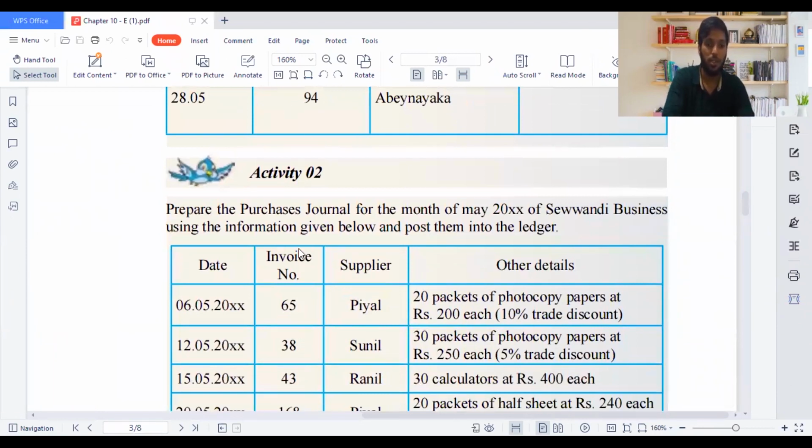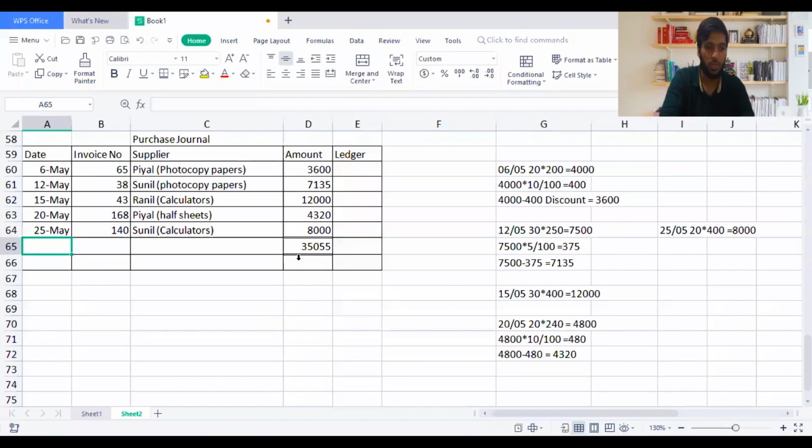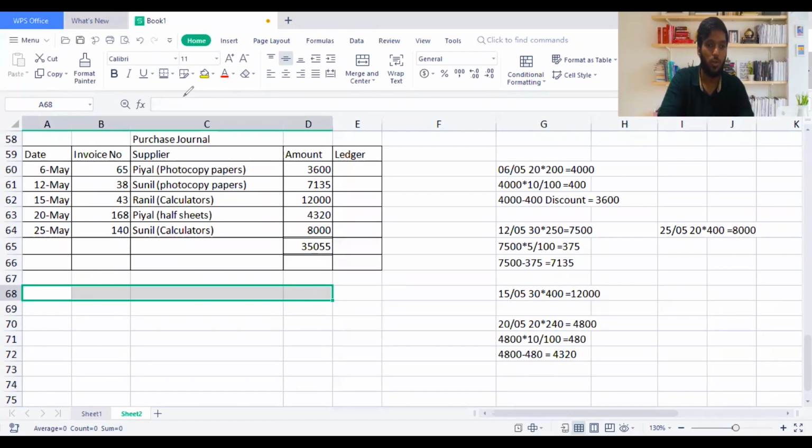So as per the sum, I'm going to do the posting to the ledger account in a similar way to what we did for all the sums. First of all, I'll open up a purchase account.